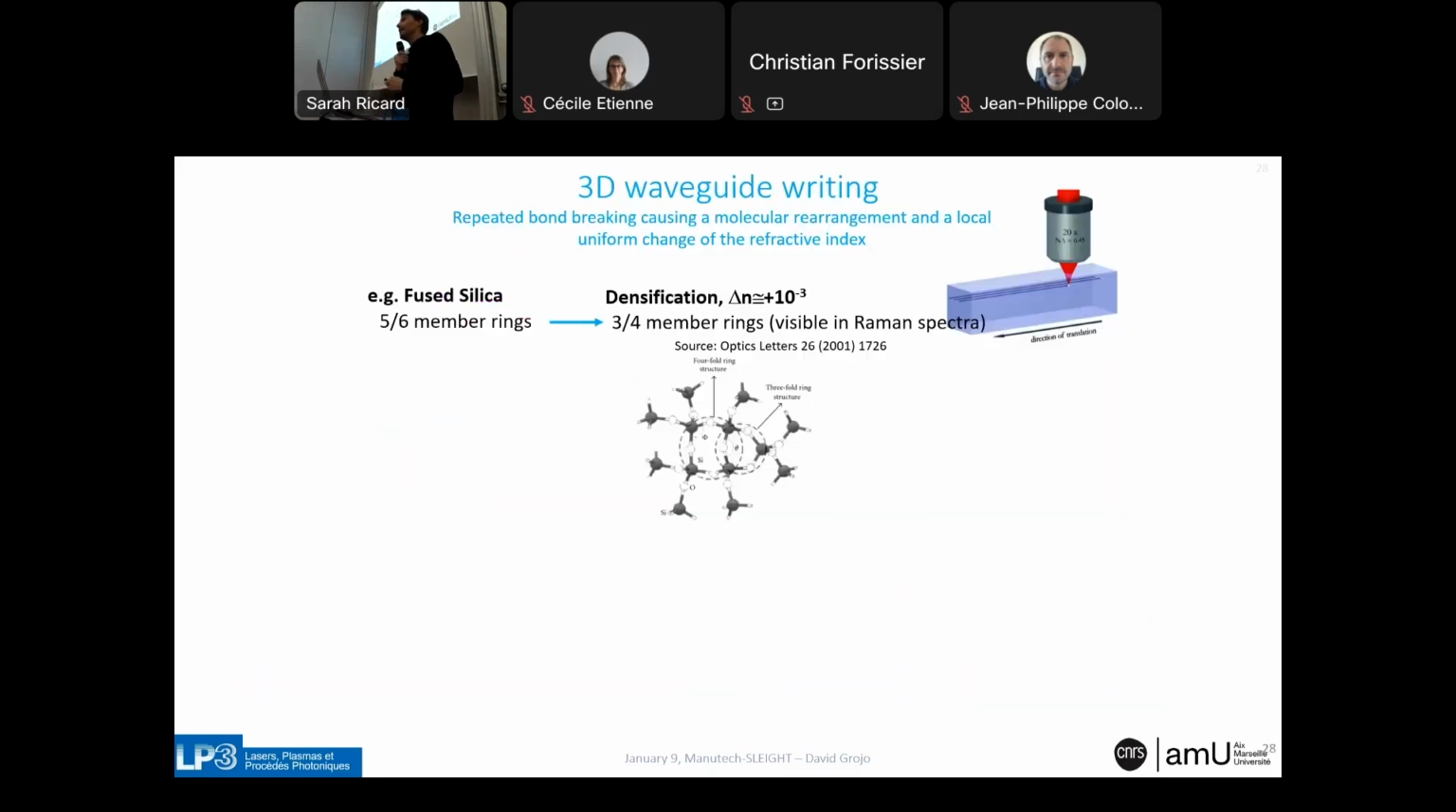Now, as I have introduced, this is a technology that is also widely used to create waveguides in glass materials. So if we take the example of fused silica, if you repeatedly ionize with low intensity, sufficiently intense pulses inside glass and propagate the beam, the transformation you cause to this amorphous fused silica glass is that you move from an organization of 5 to 6 member rings to 3 to 4. So basically you change the density of the material as you propagate, but you keep it amorphous.